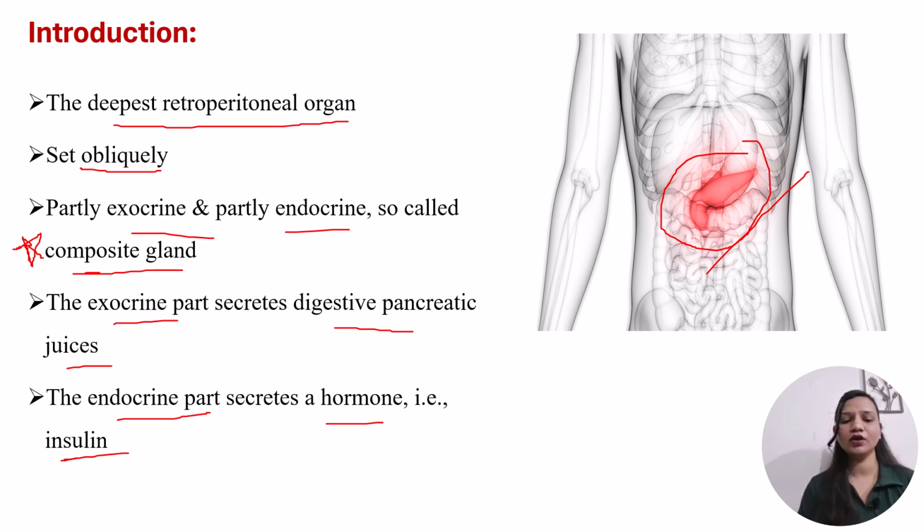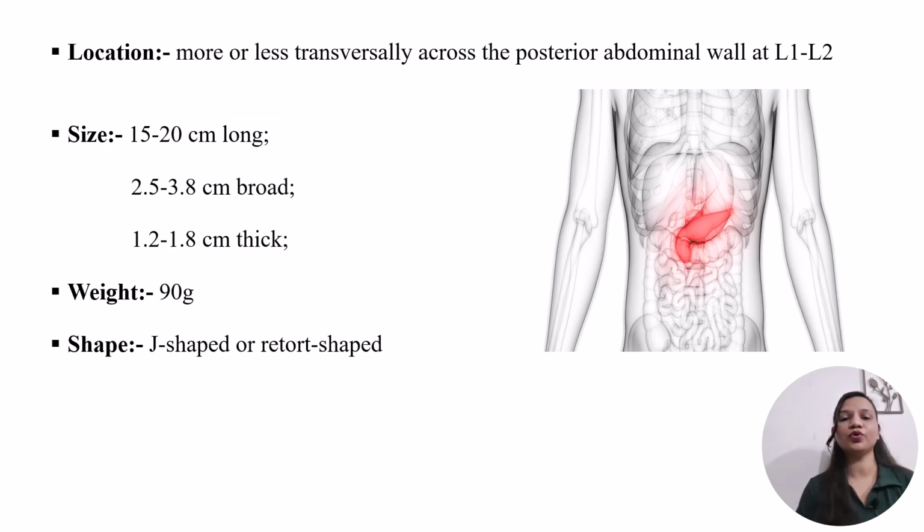Moving on. Now the location of the pancreas. The pancreas lies more or less transversely across the posterior abdominal wall at L1 and L2. As you can appreciate here, it is placed more or less transversely, across the posterior abdominal wall at the level of L1 and L2.